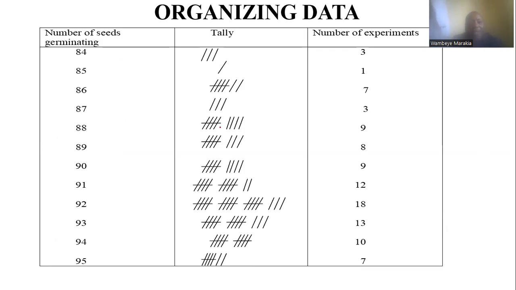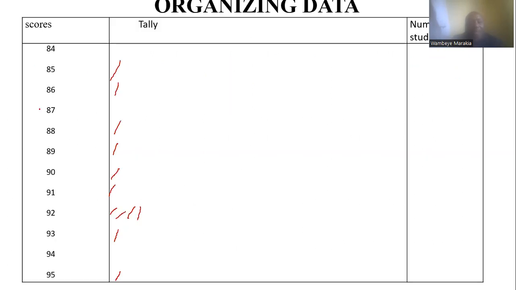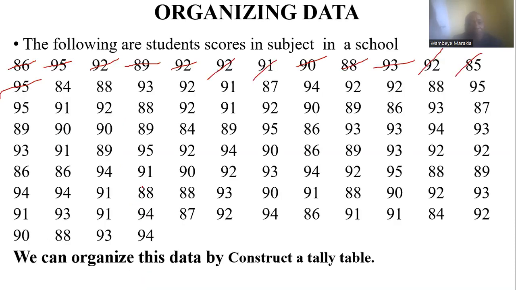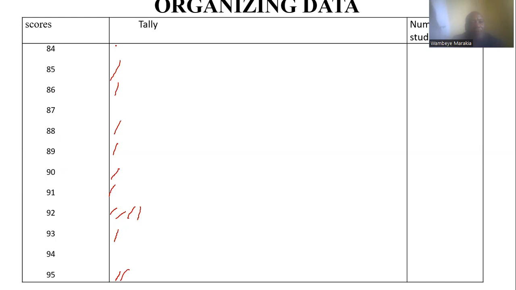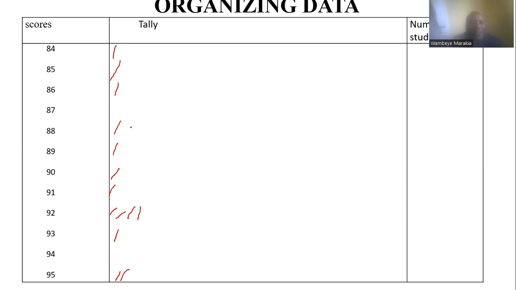We go back again. Our next number is 95. We cross it. And when we come back, 95 is there. We turn it. We move again. The next number is 84. We move back to our table and we identify 84 there. We tally it. We are able to move back again and we have 88. So our next number, 88, is there.